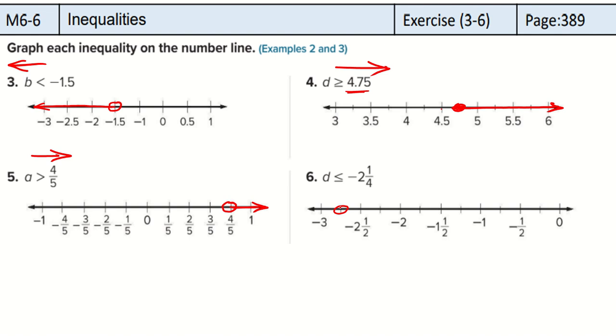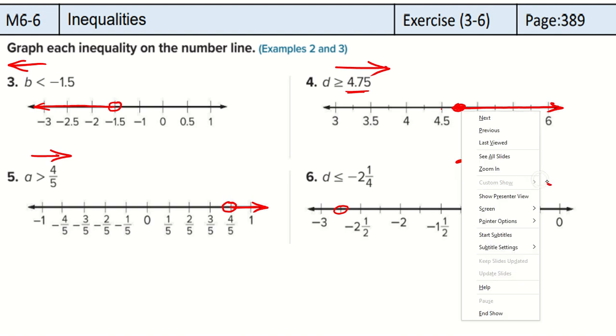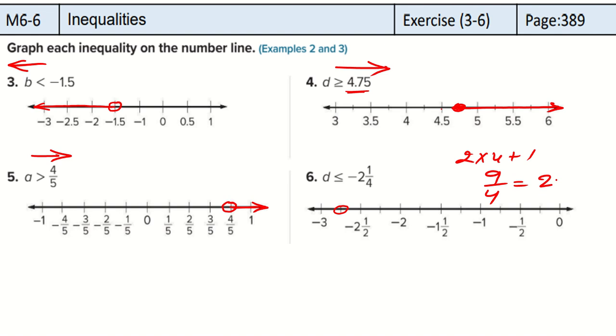Okay. You have another way to check this. How? 2 multiply 4 plus 1. Just make it an improper fraction. So it is 9 over 4. And 9 over 4 means just divide. So 4 times 2, 8. 4 times 2, 8.25.